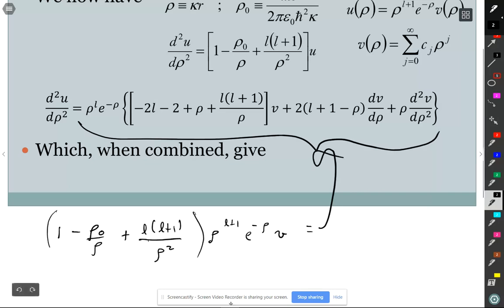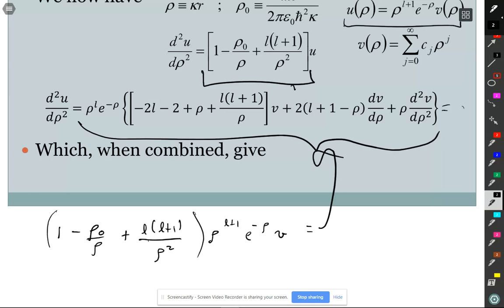Right, I substituted this here and this here. That's what I did. So I put those together to give me the right side of this equation. And the left side I left there because that's a lot.